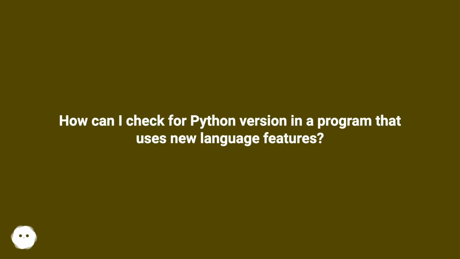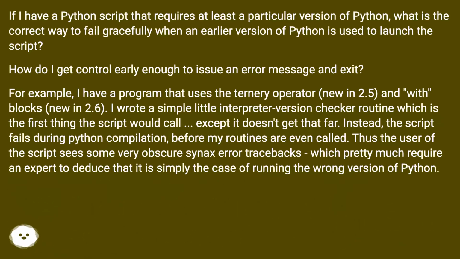How can I check for Python version in a program that uses new language features? If I have a Python script that requires at least a particular version of Python, what is the correct way to fail gracefully? When an earlier version of Python is used to launch the script, how do I get control early enough to issue an error message and exit?